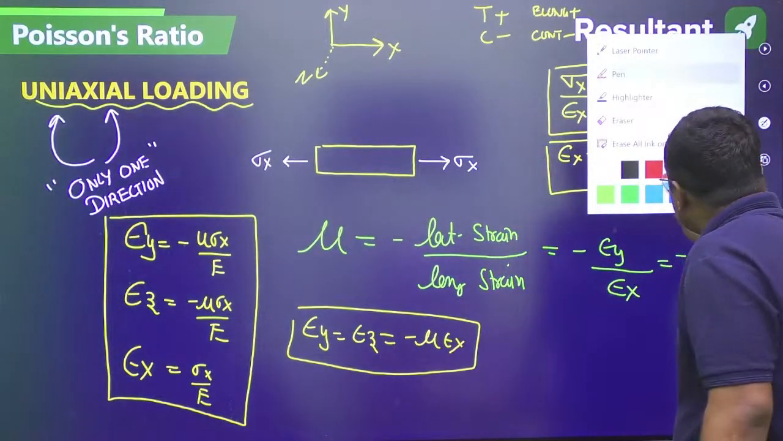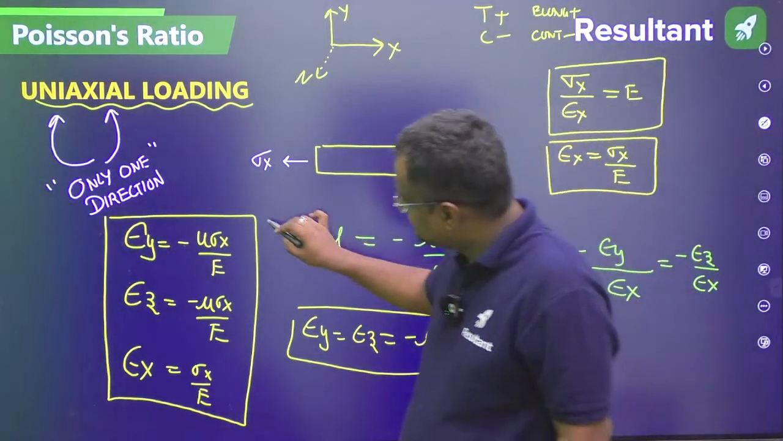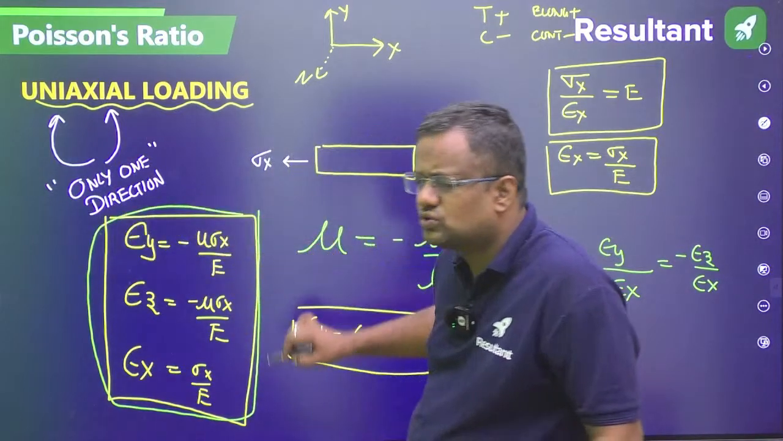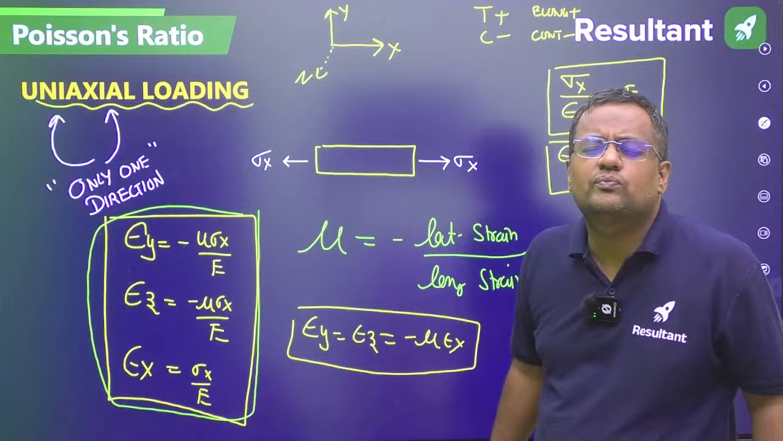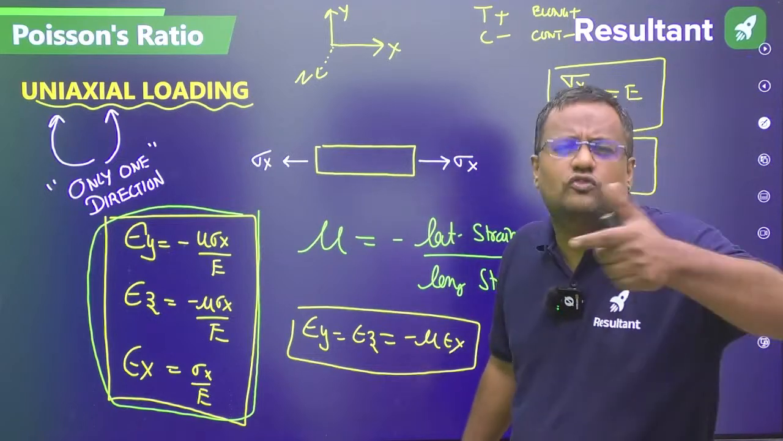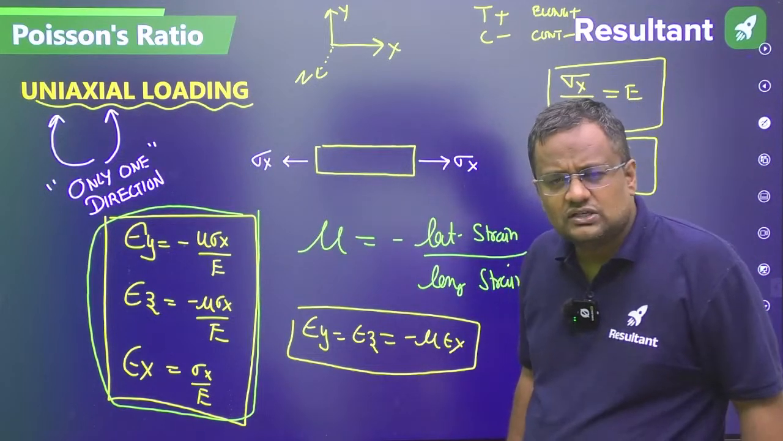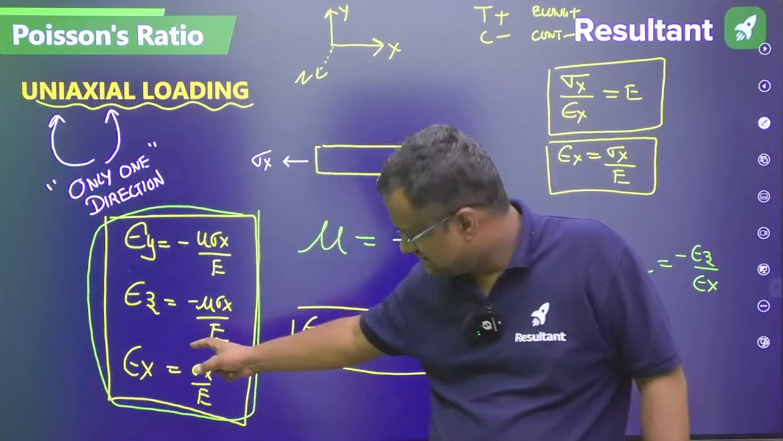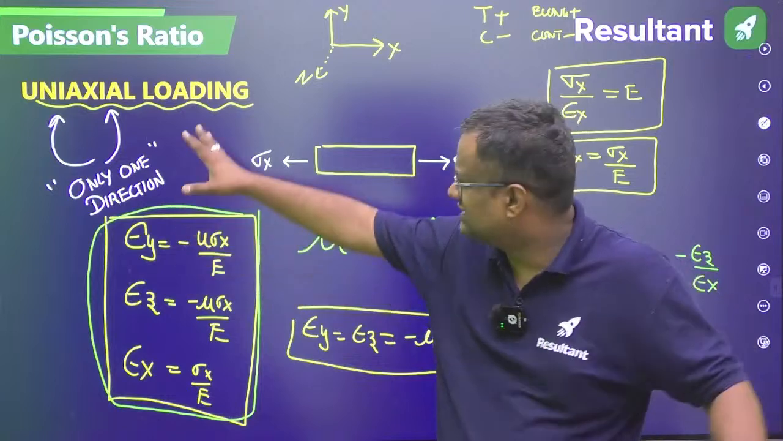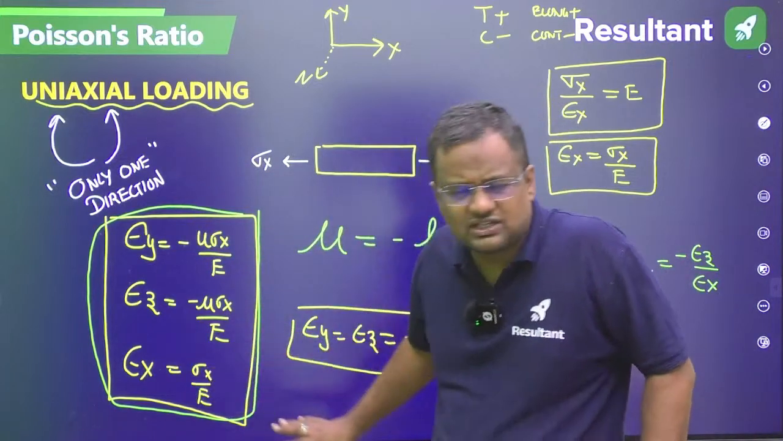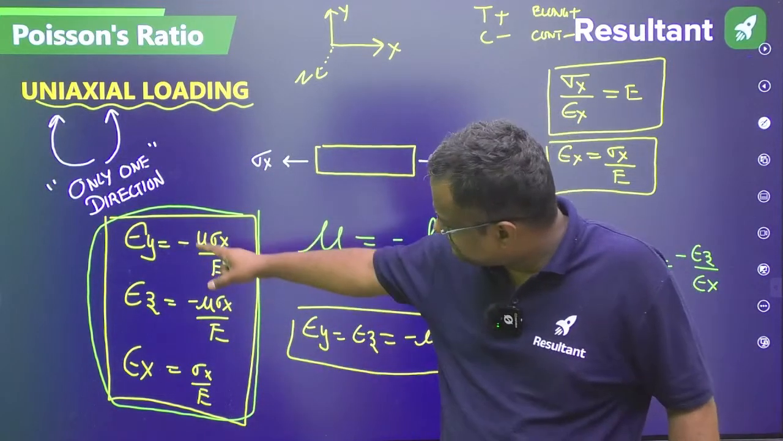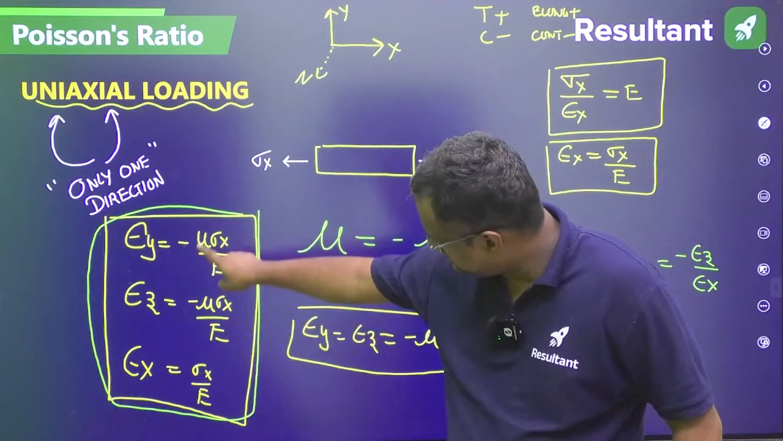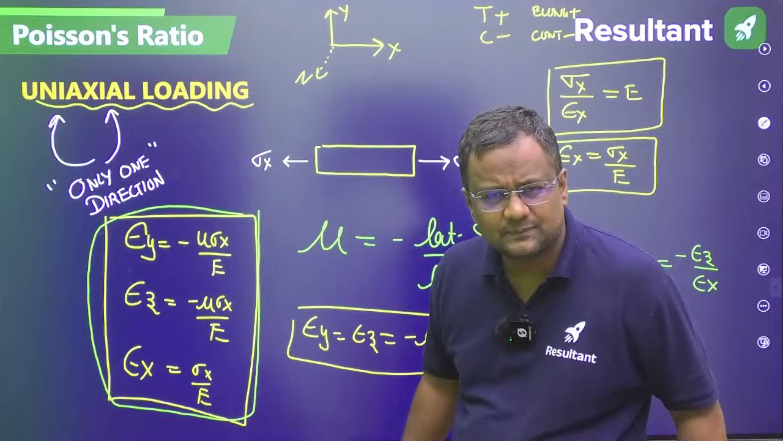Now guys, these strains: epsilon x, epsilon y, epsilon z. I can think in another way also. Guys, the value of mu is less than 1, of course less than 0.5. So I can think of it like that also. Epsilon x is sigma x by Young's modulus. Unidirectional loading, strain is equal to stress by Young's modulus. Okay. Epsilon y and epsilon z: if this is elongating, this is plus, so these will be minus, so minus signs are coming.